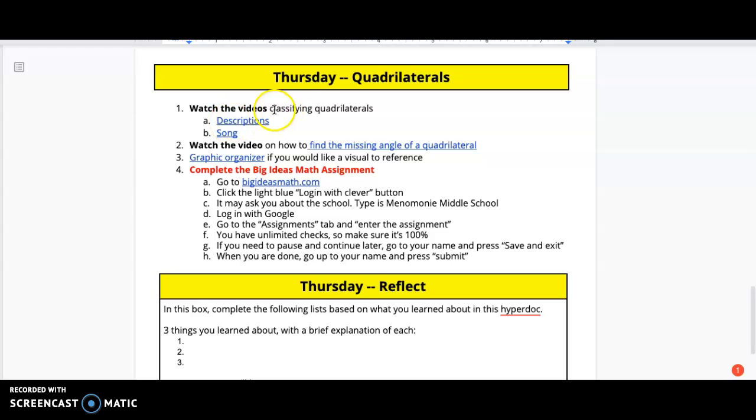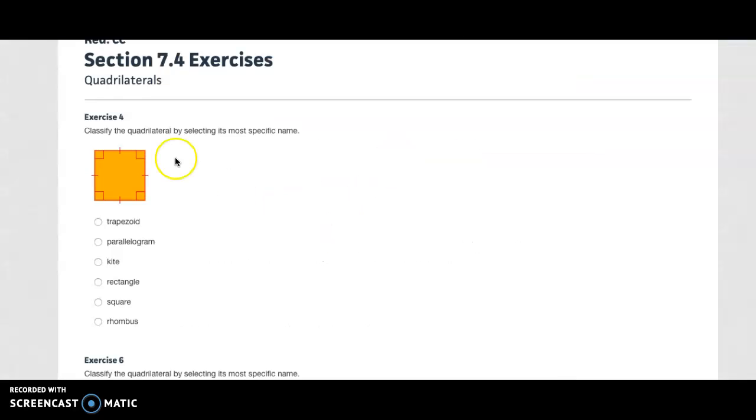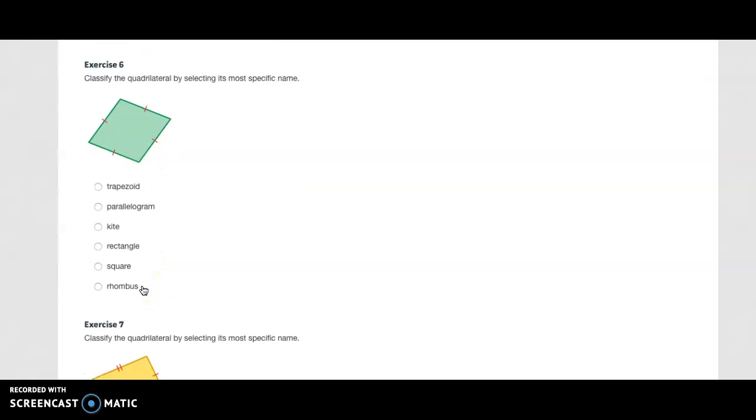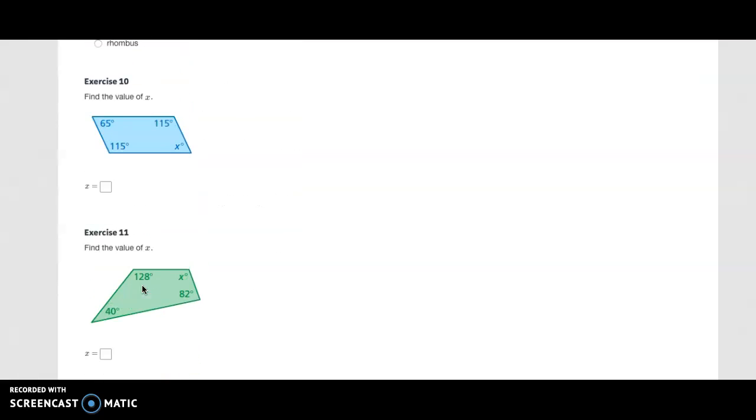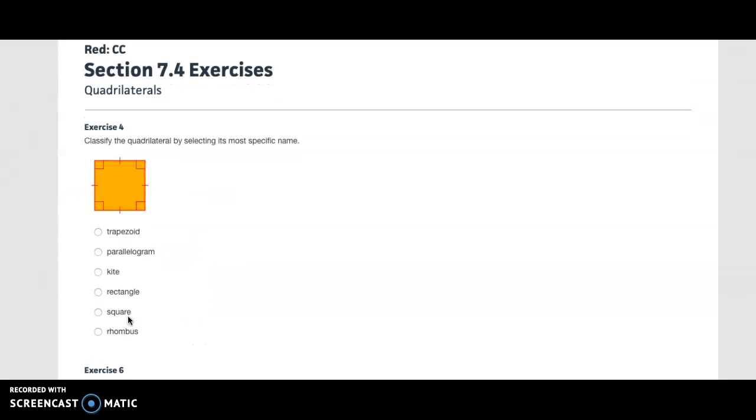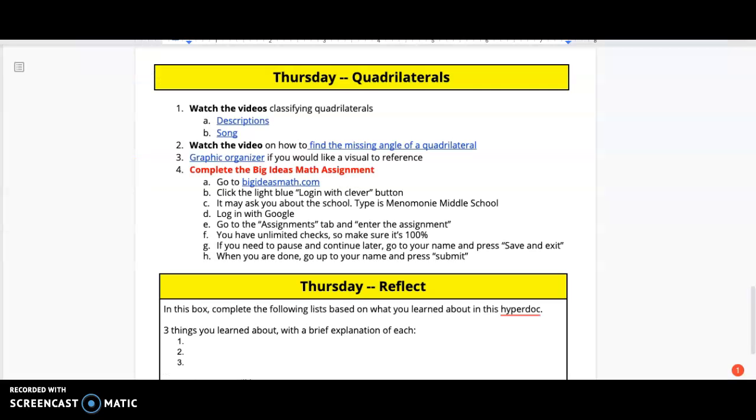quadrilaterals, so four-sided shapes. So again, video, description, song. There's a video on how to find the missing angle of a quadrilateral. There's also a graphic organizer that shows you all the different types of quadrilaterals. And then there's another big ideas assignment, 7.4. So kind of the same thing. Classify the quadrilaterals here. So tell me, is this a trapezoid, a parallelogram, a kite, a rectangle, square, or rhombus? Okay, then you're going to get down to finding the missing values of x in there. So real quick, problems. These will not take you very long at all.